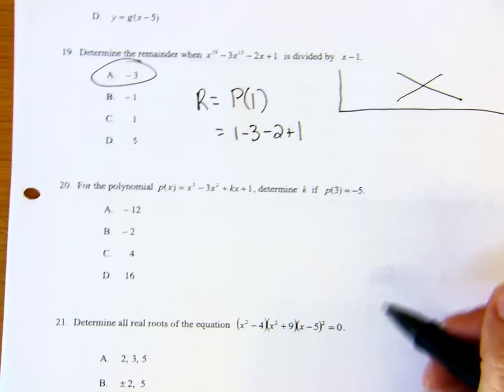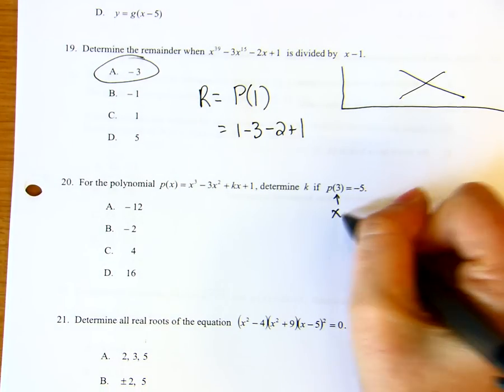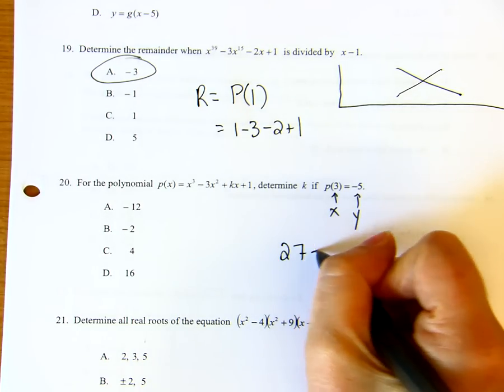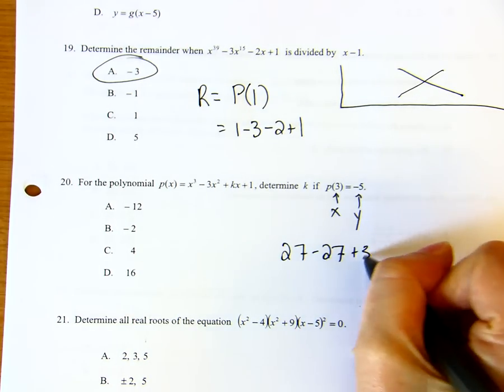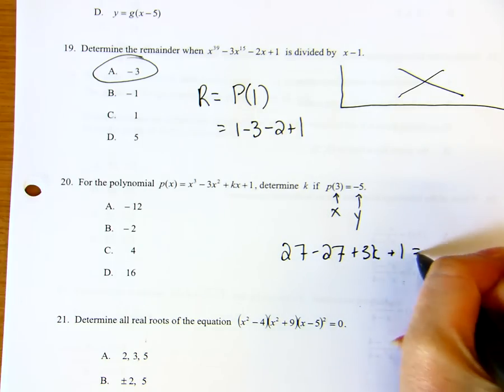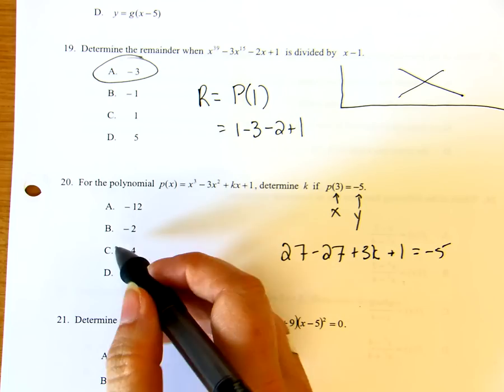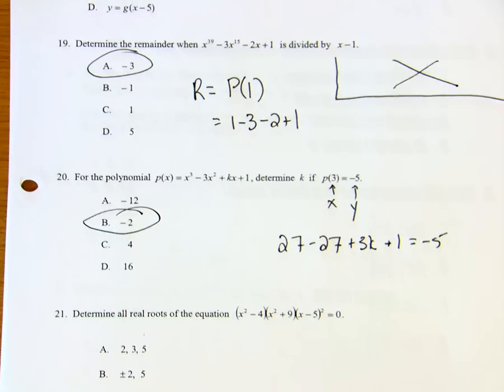Question number 20, same thing. There's an x value, there's a y value. So substitute the x value into the equation. Make it equal to negative 5. You've got an equation to solve, and you'll get a k value of negative 2.